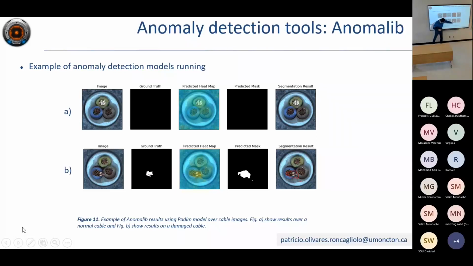And this is the output of one of the anomaly detection models. I think that this one I made with PaDiM, which is one of the several models that are included in this anomaly detection library.